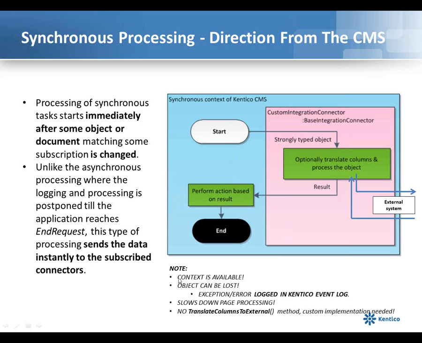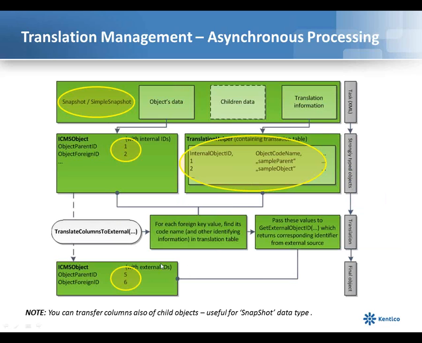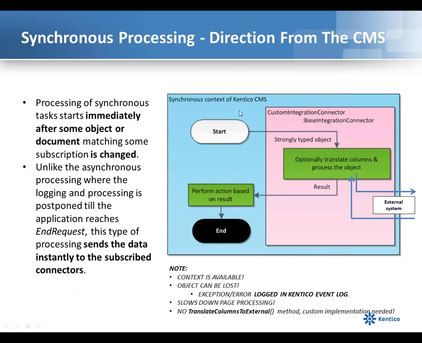So here, the advantage is that context is available, as I said, but the object can be lost. At least you're going to see within the Kentico event log that something failed to be processed. So look into the event log if you're going to use the synchronous processing. As I said, it's slowing down the page processing, and you cannot call the translate columns to external method. So the whole translation process in here cannot be used in case of synchronous processing. You need to do it with your own custom code.